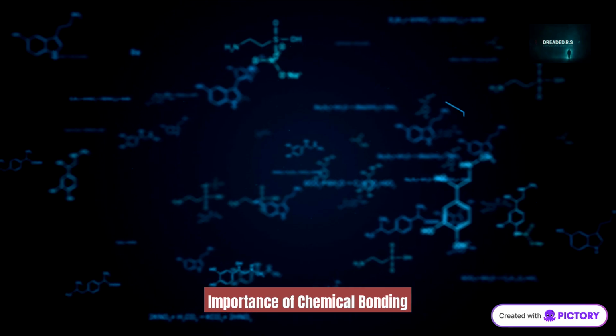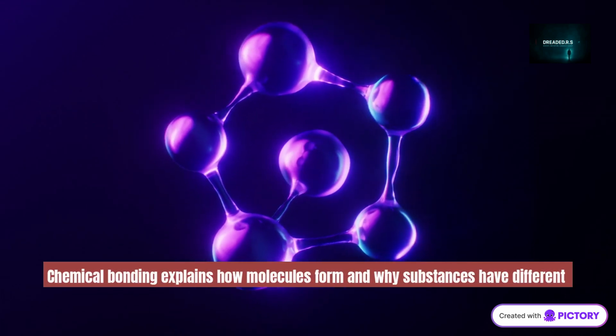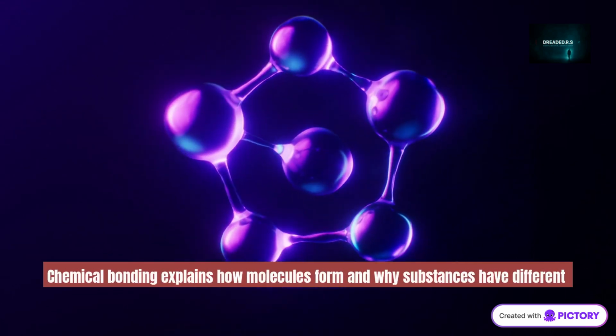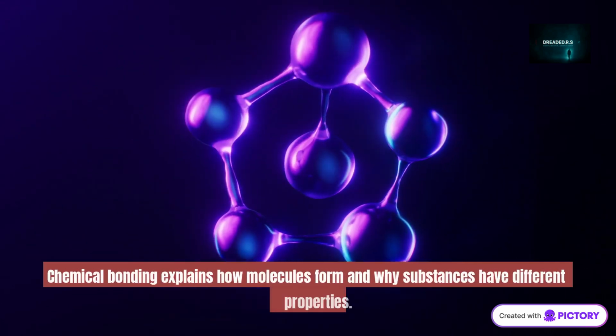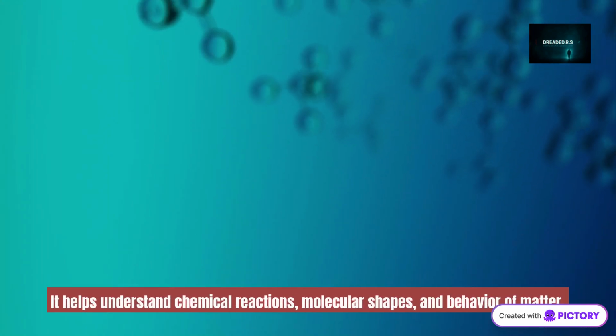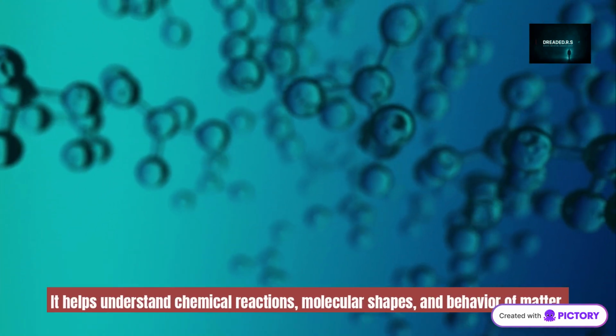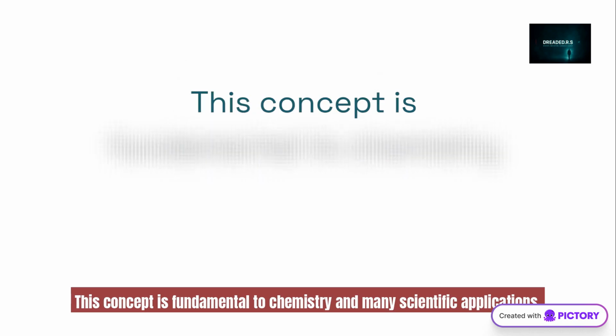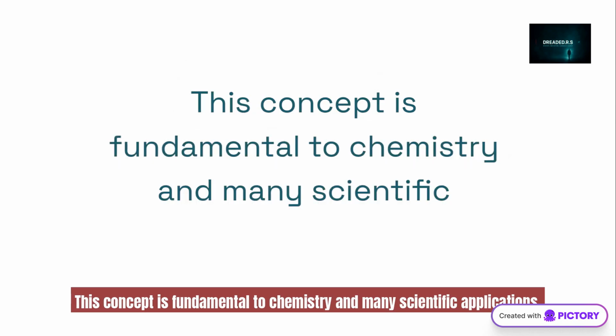12. Importance of chemical bonding. Chemical bonding explains how molecules form and why substances have different properties. It helps understand chemical reactions, molecular shapes, and behavior of matter. This concept is fundamental to chemistry and many scientific applications.